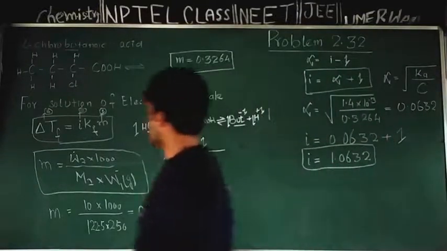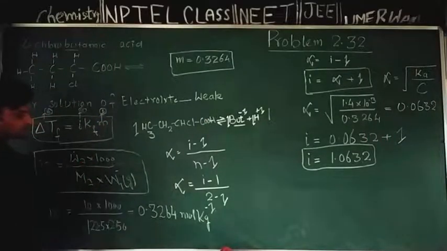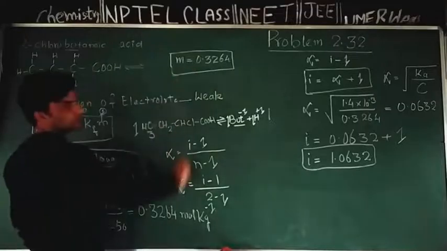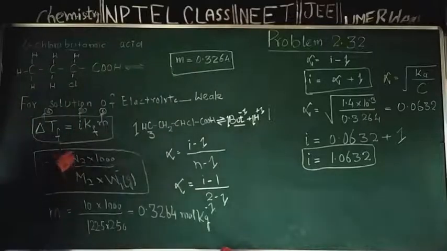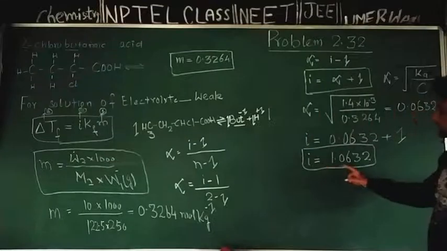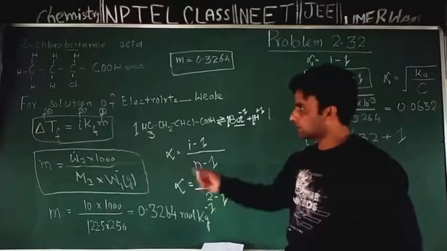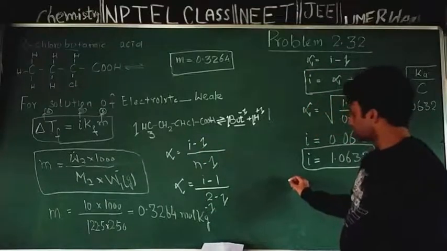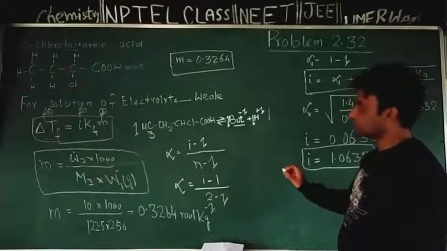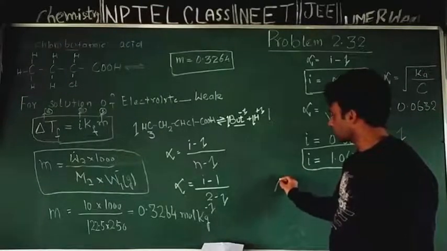Now look here, in the first step I needed to calculate molality. I calculated that equal to 0.3264. Look again, in the second step I needed to calculate the value of Van't Hoff factor for this electrolyte, and that too I calculated equal to 1.0632. Now the last step is for the solution of this problem. The last task required is this.